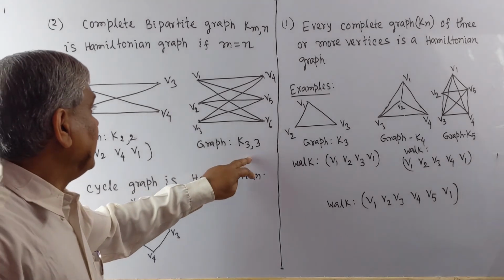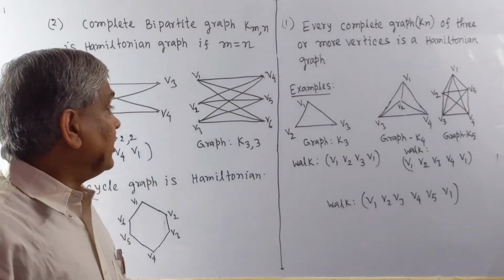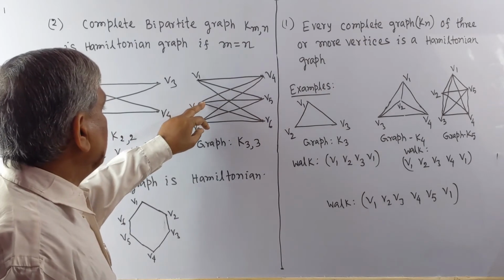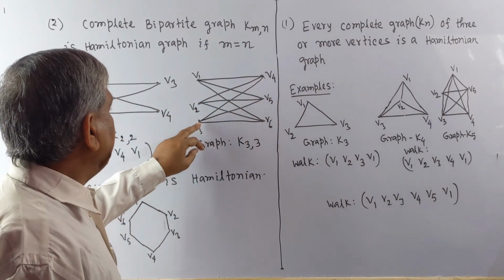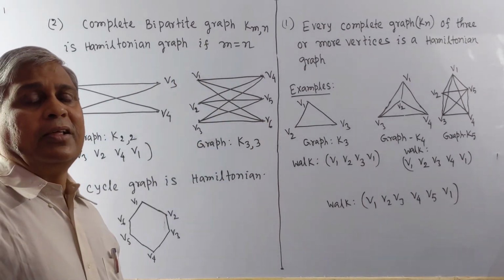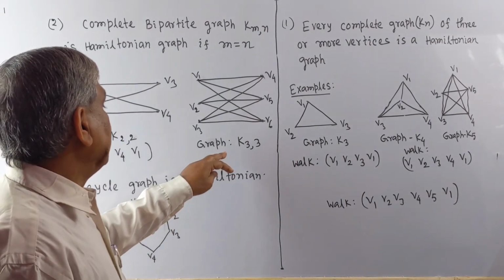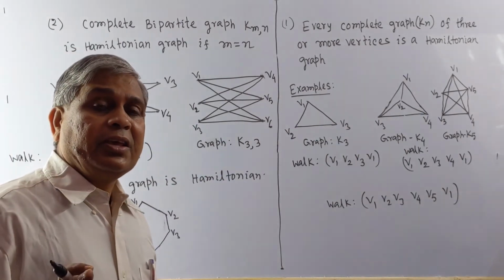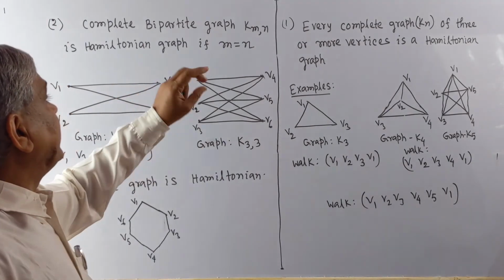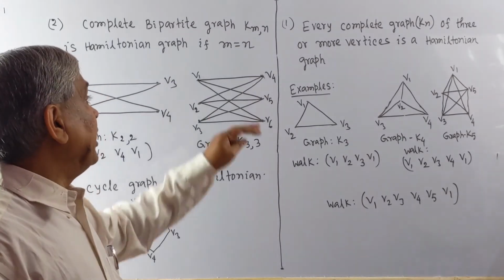Similarly, K33. Here, we may take the Hamiltonian circuit as V1, V4, V2, V5, V3, V6, then V1. Therefore, this is a Hamiltonian circuit. Hence, the graph K33 is a Hamiltonian graph. So, complete bipartite graph Kmn is a Hamiltonian graph if m equal to n.